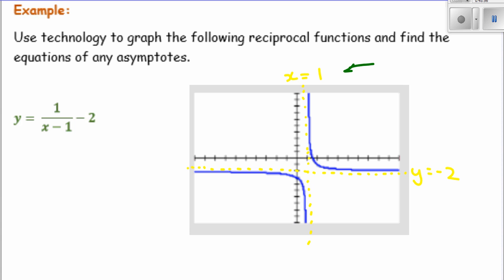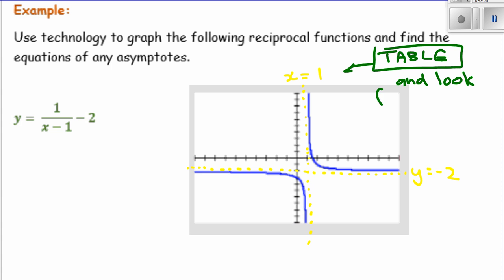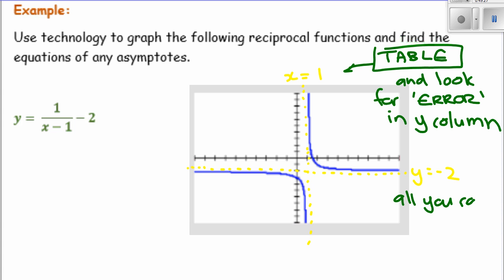So this one, we press table. Table and look for error in the Y column. So that's the way Grace remembered to double check where a vertical asymptote is. Go to table and scroll up and down until you see the word error somewhere in the Y column. That tells us what the X is. To find this one, all you can really do is trace. Trace along and just have an educated guess.